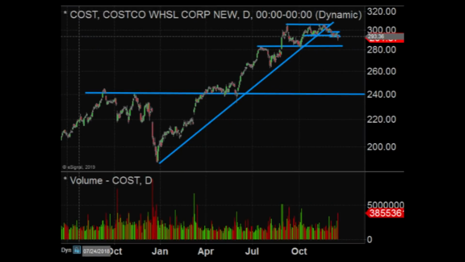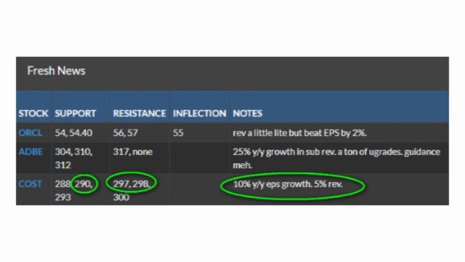If we look at the daily chart for COST, we can see that on a percentage basis, it has gone up a lot more than Adobe in the past year. It's moved up from 240 to 300, which is about a 25% move. When we look at the morning game plan notes, we can see that even though it has strong sales and earnings growth, they don't look nearly as impressive as the size of the move that we saw in the past year. And this is why I'm interested in being short the stock.